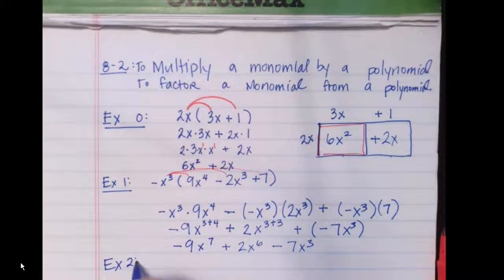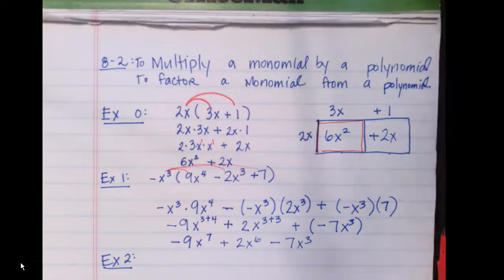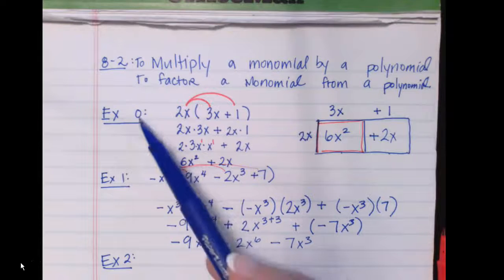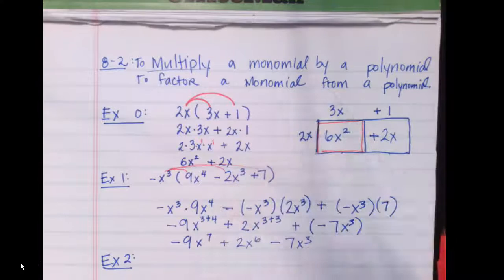In example 2, I am going to be doing the opposite. I'm going to be getting one of these expressions and searching it and seeing if there's some greatest common factor that can be factored out. Why do I want to do that? So this is in example 0 and 1. This is called expanding or multiplying.